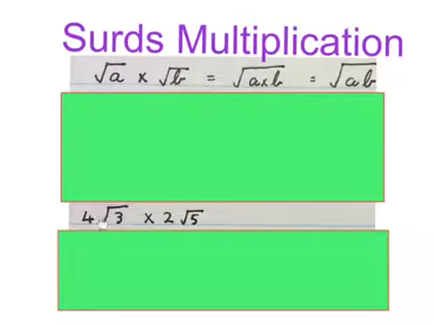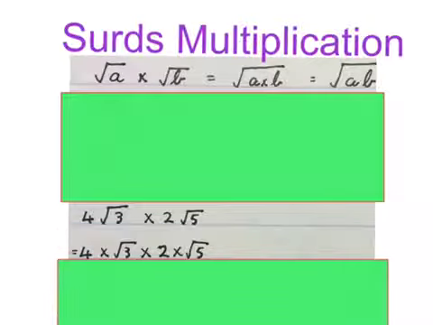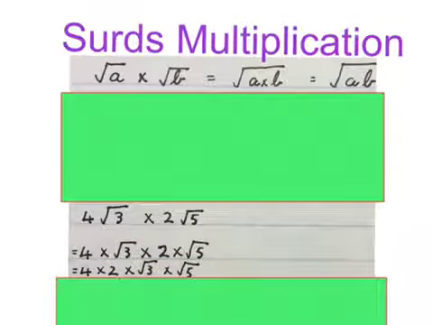Now we're going to do a little bit bigger sum. We've got 4 square root of 3 times 2 square root of 5. If we break it up, it will be the same as 4 times square root of 3 times 2 times square root of 5. In multiplication, you are allowed to multiply different guys first with each other. So we'll times the 4 and the 2 and then the root with the root. This step you do not have to write.